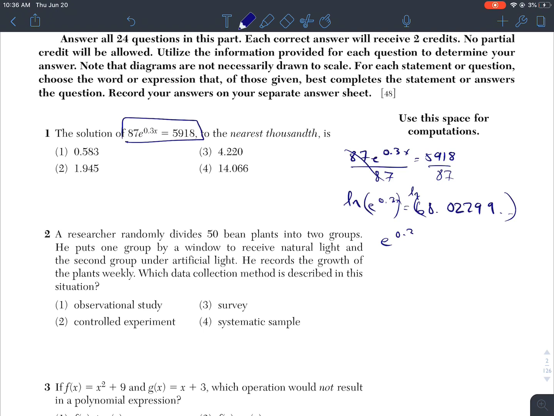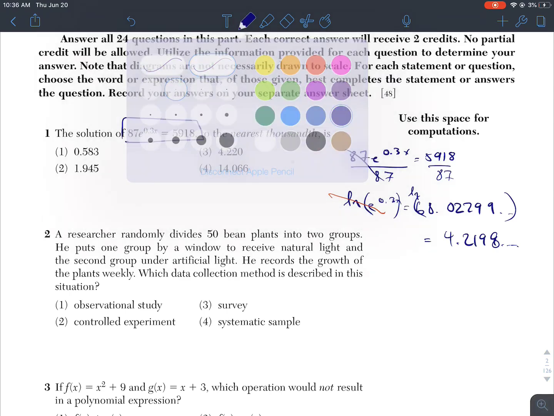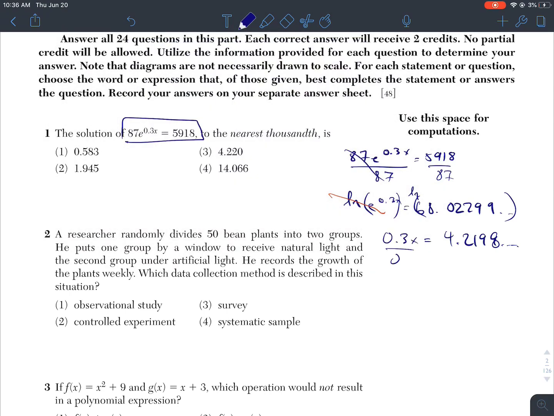That gives us e to the 0.3x is equal to ln of both sides. Let's see what we get. 4.2199, or 98. Sorry, we did ln on both sides. Ln and e should have canceled out here, so the correct side here would have been 0.3x. Last step, divide by 0.3 on both sides, and that gives us x equals 14.066, which is answer choice 4.